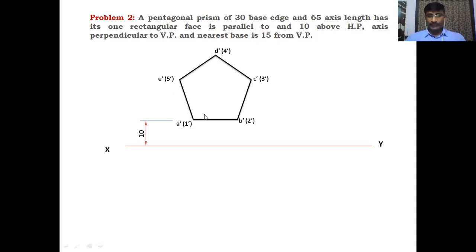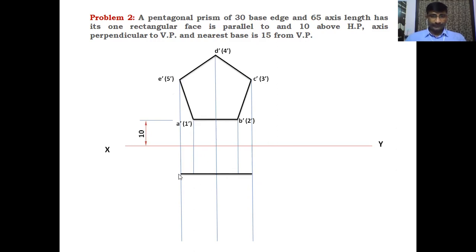After getting the points in the front view, draw the projection lines from each point. These are the projection lines, and draw one of the bases. The nearer base is 15 mm from the VP. That means the nearer base is at a distance of 15 mm from XY in the top view. So this is the base of the pentagon, which is at a distance of 15 mm. The 15 mm is given.